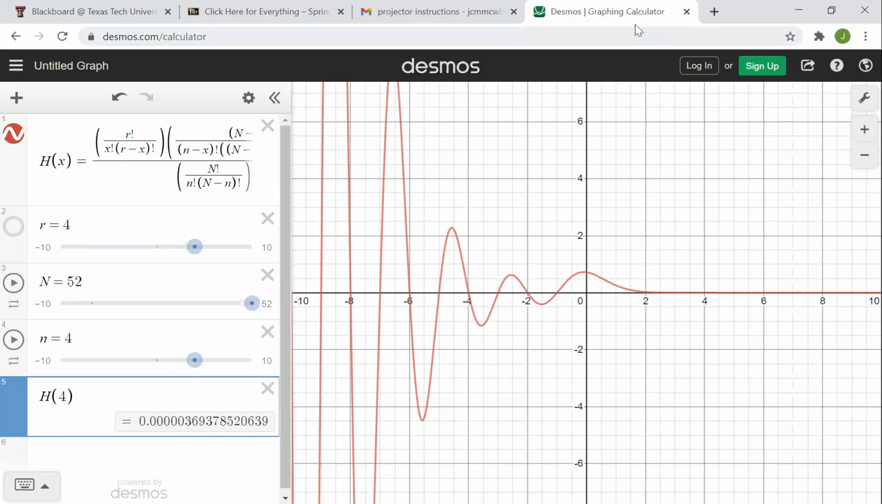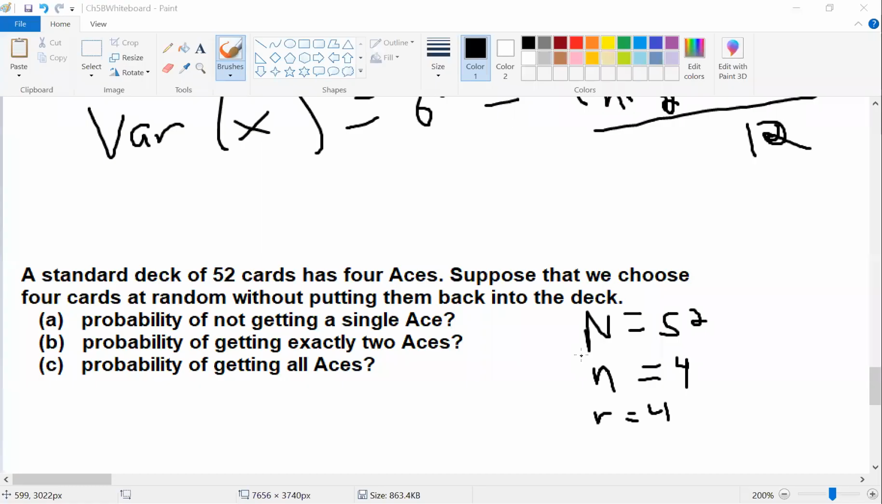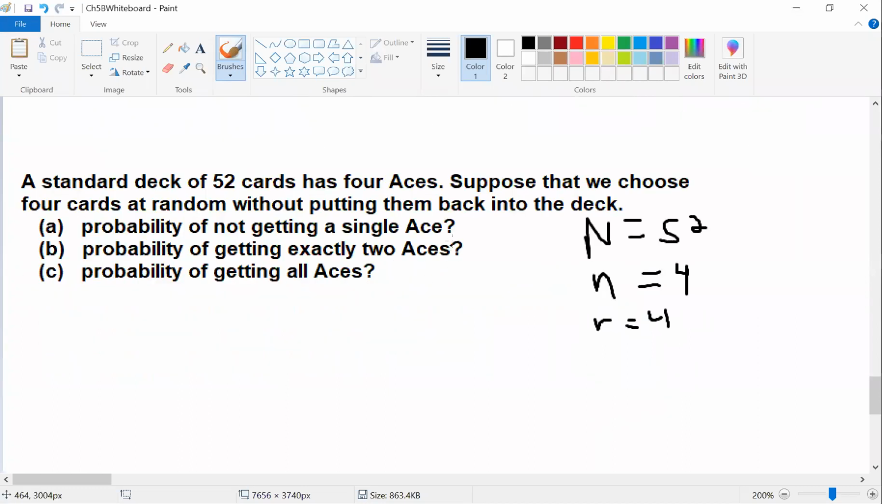So in this case, I'll switch back to the whiteboard and write those down. There is a video on Blackboard where I go over examples involving all 3 of the distributions. If you need extra help typing those in, I strongly recommend watching it. So you write this down. The probability of not getting a single ace was 72%. The probability of getting 2 was 2.5%. The probability of getting all 4 was like 10 to the negative 7.